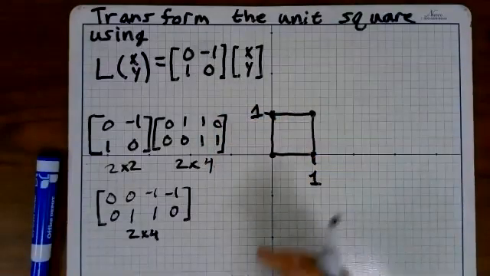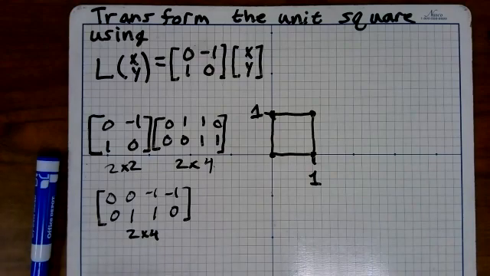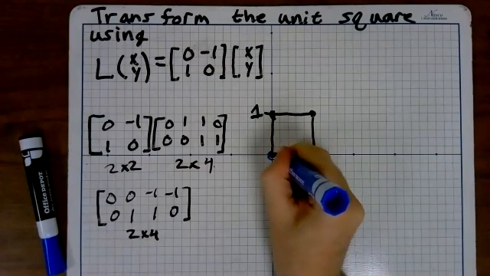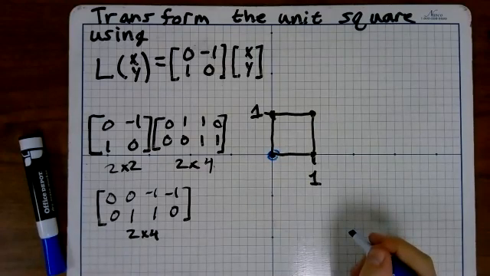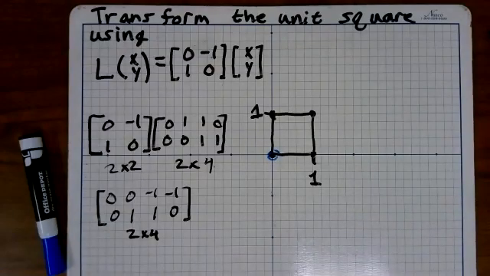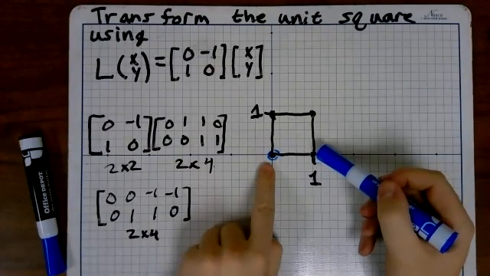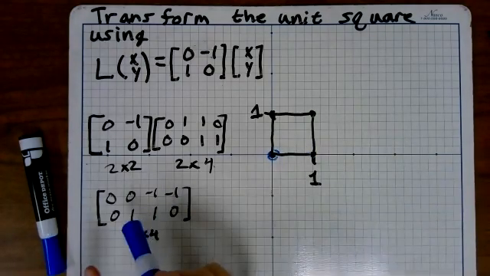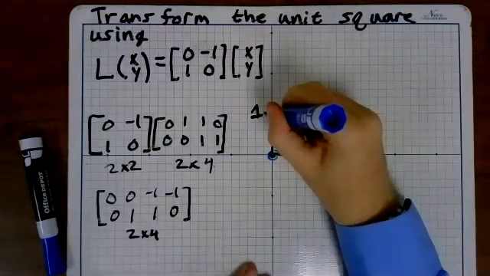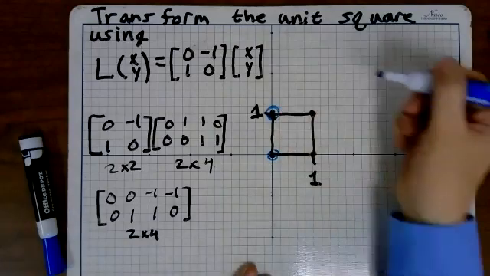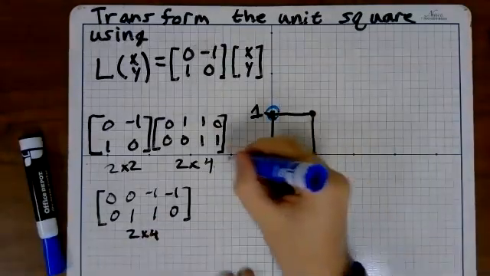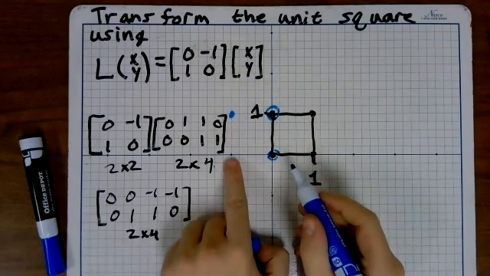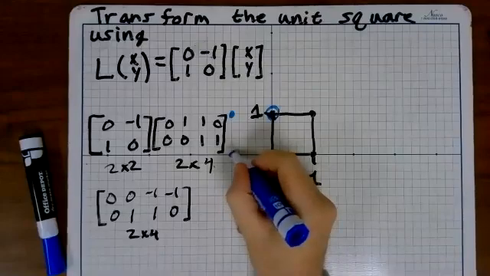So, what do we got? Well, our first point is at 0, 0. Shocking nobody. Our next point is over 0 up 1. That's up here. I confused myself for a moment. Our next point is negative 1 up 1 here. And our last point is at negative 1 up 0 here.